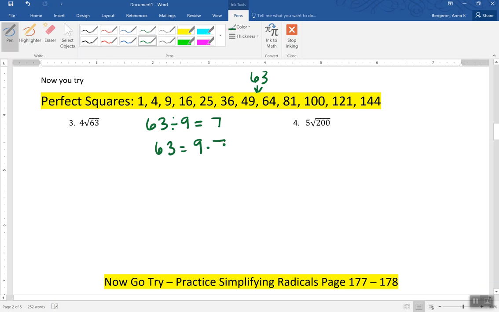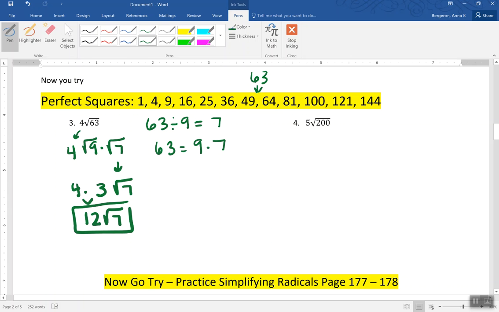So when I rewrite this, I'm going to rewrite this as the square root of 9 times the square root of 7. And then I'm just going to bring down this 4. Now, the square root of 7 is not on my list, so that's going to stay the square root of 7. The square root of 9, however, is on my list, so I can simplify that. The square root of 9 is 3, and then again, I just bring down that 4. So then 4 times 3 is 12, and I bring down that square root 7. And my answer would be 12 square root 7.